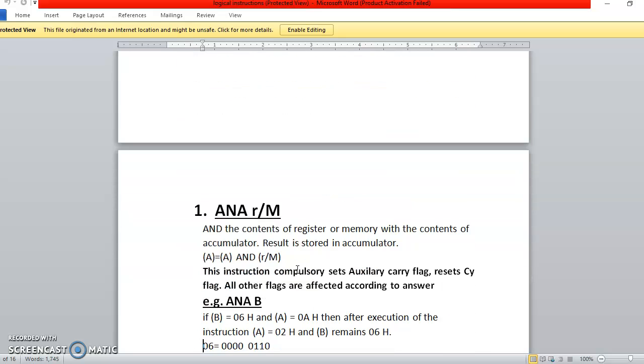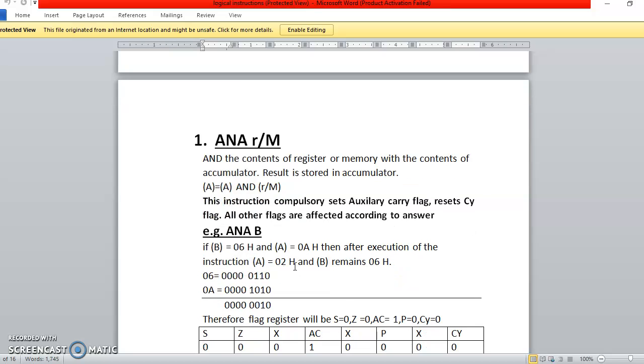The first instruction is the ANA instruction. This particular instruction represents the AND operation. AND operation means what? When both the inputs are 1, output will be 1. When A and B are 1, output will be 1. That is the logic of the AND gate. So the same logic we will be using in the instruction.